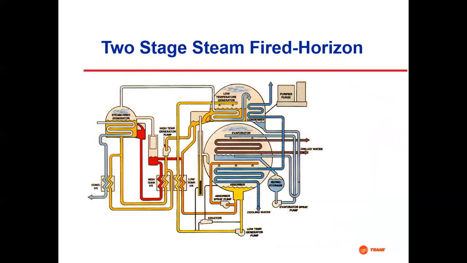And that's a two-stage. So what happens is we have two generators. That's what the double stage is. So we're generating, we've got a higher temperature and then a lower temperature generation process. So with a triple effect, there would be three generators. So you're able to pull more refrigerant out, so you put less heat in overall. You just get better efficiency.